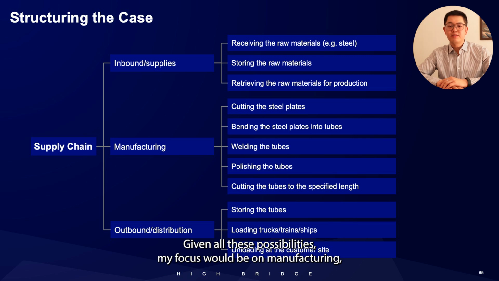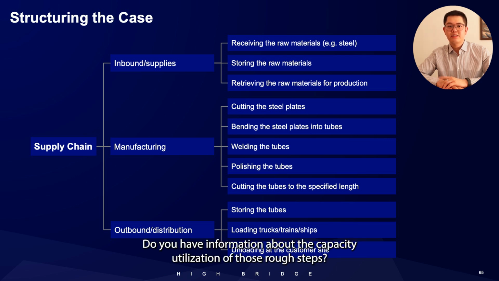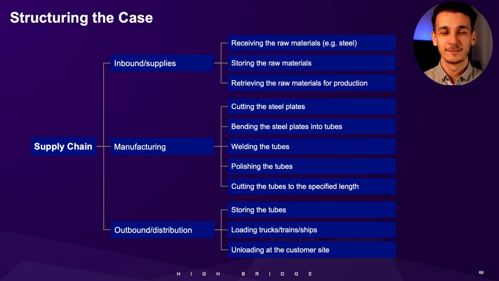Given all these possibilities, my focus would be on manufacturing, as I believe it to be the most likely bottleneck in the process. Maybe our factories are not capable of producing enough tubes to meet the demand that we had seen in that first graph you've shown me. Do you have information about the capacity utilization of those rough steps?